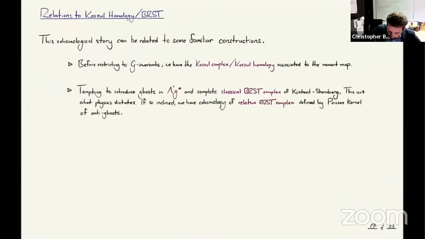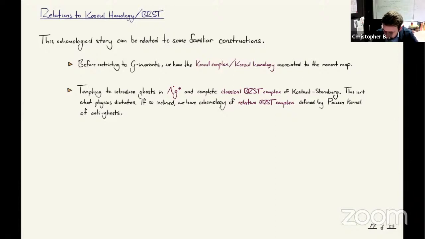If you're a physics person at all, then at this point, you might be tempted to introduce some things that you would call ghosts that live in the exterior algebra of G dual and turn this into a BRST complex. The Koszul complex is the first step to getting BRST cohomology in the classical sense of Kostant and Sternberg. Interestingly to me, although at least one person I've talked to told me not to be surprised by this, it was surprising to me. Physics is dictating not to do that.